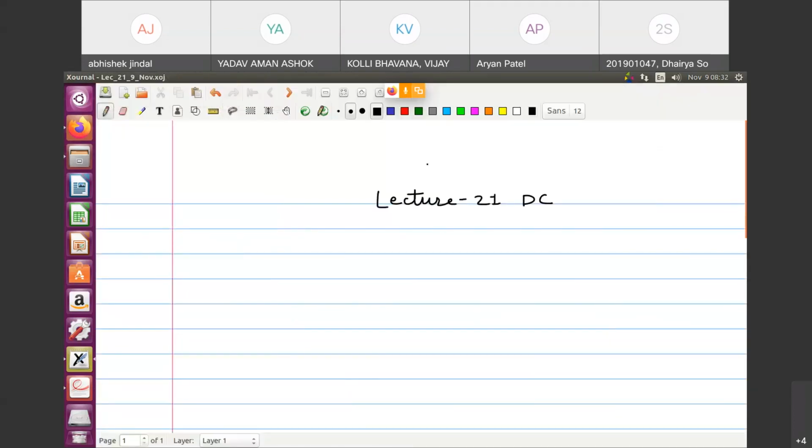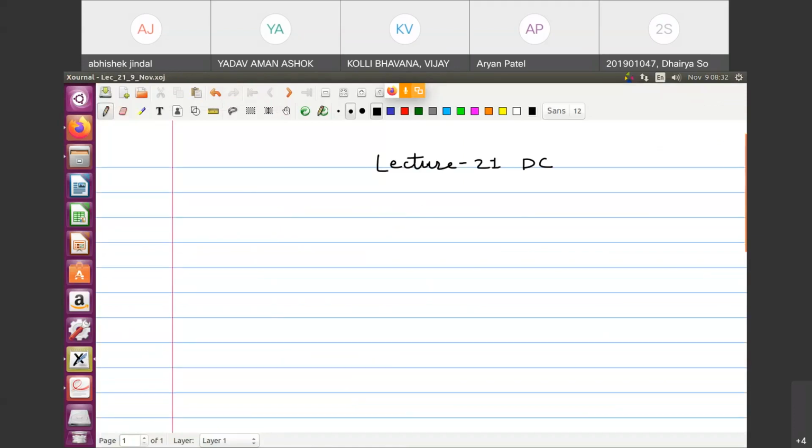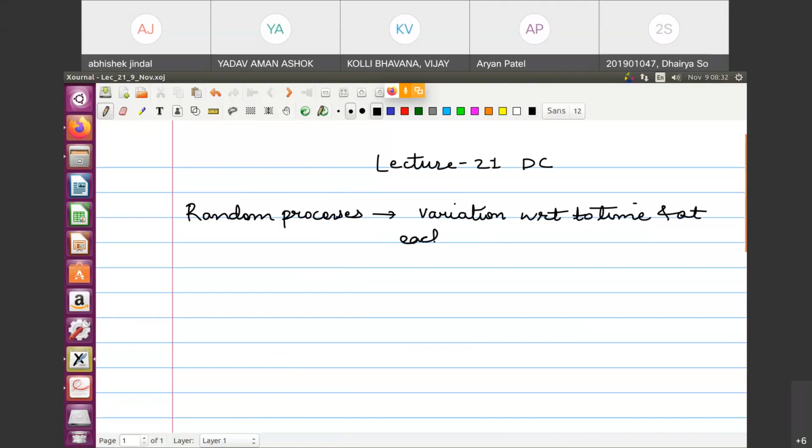Before starting, let us revise the introduction to random processes. What do we mean by them? Random processes, in our context, involve variation with respect to time, and at each time instant the value taken is random. That is simply in easy terms.